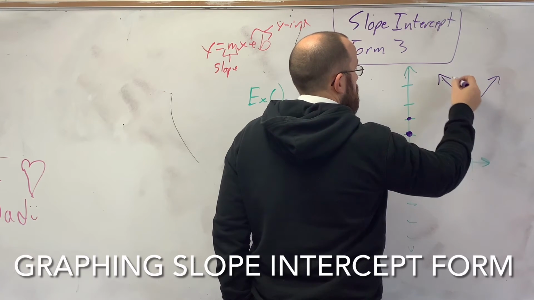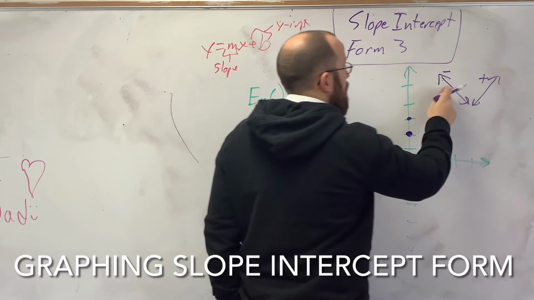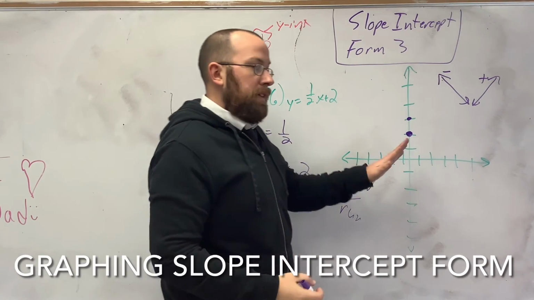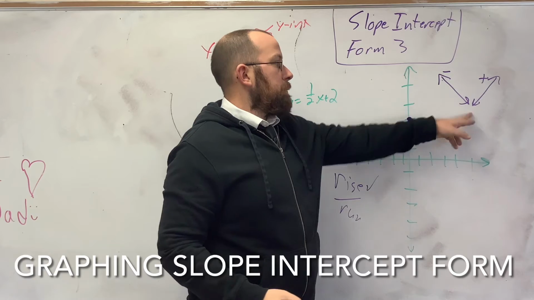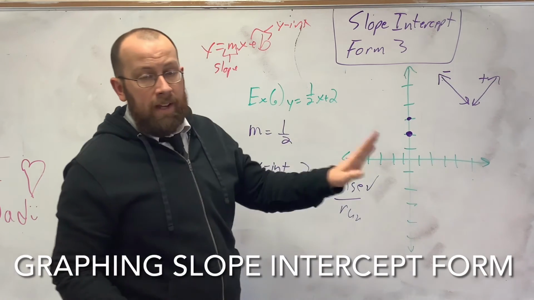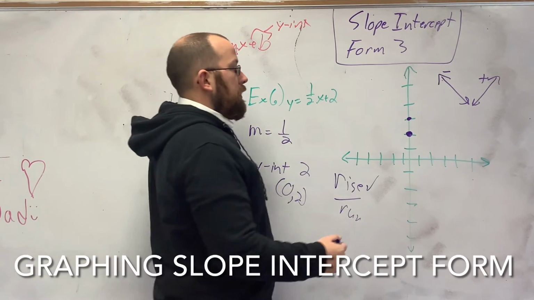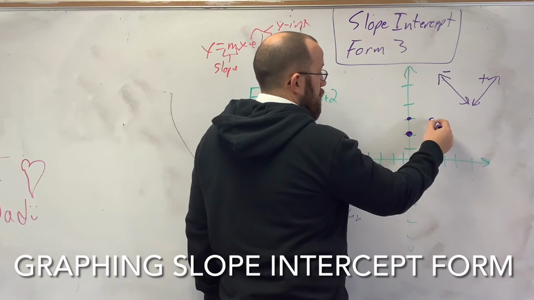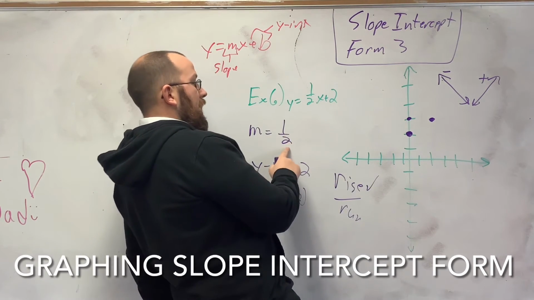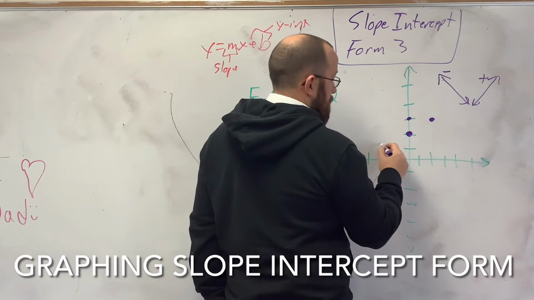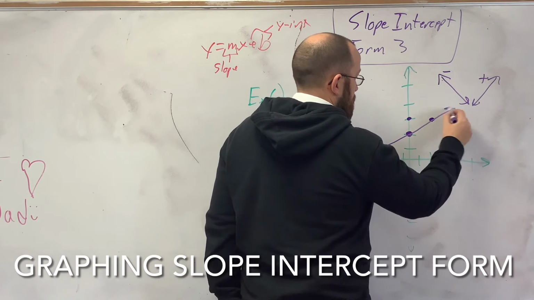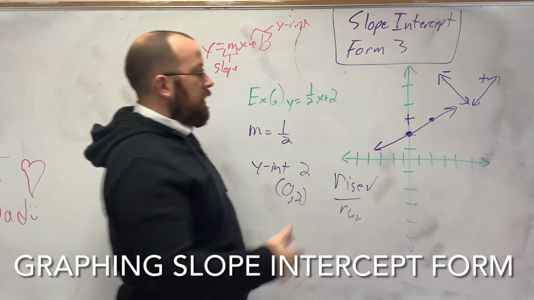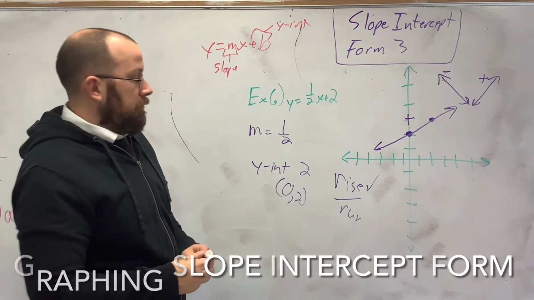So if it's negative, our line is going to go from high to low, if you're reading from left to right. If it's positive, it's going to go from low to high. Think of positive as your grades. So this is going to run 2 over here because my 1/2 is positive. And then I just connect the dots. And there you go. That is how you graph from slope-intercept form.